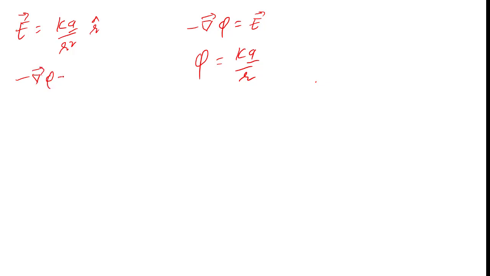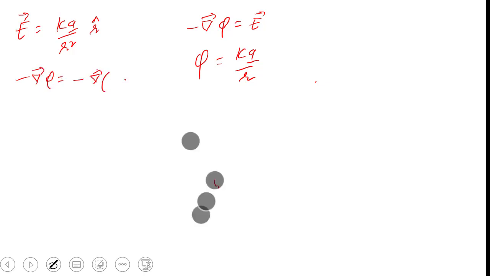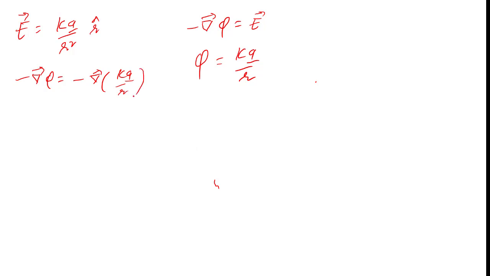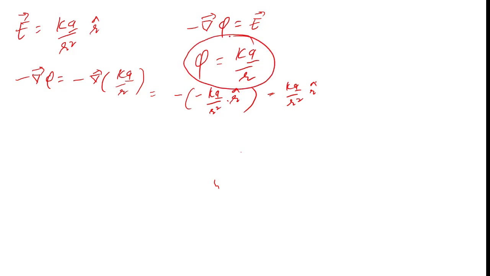So if I do negative grad phi, then that would be negative gradient of kq by r. And that would give me negative of negative kq by r squared times r. Sorry, this should be a vector. This is a unit vector, not the r itself. So that would be kq by r squared along r. So this is the potential for a point charge.